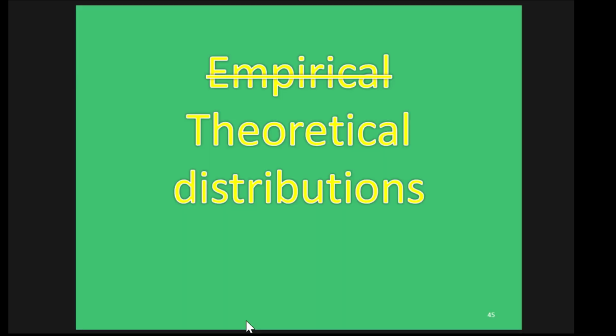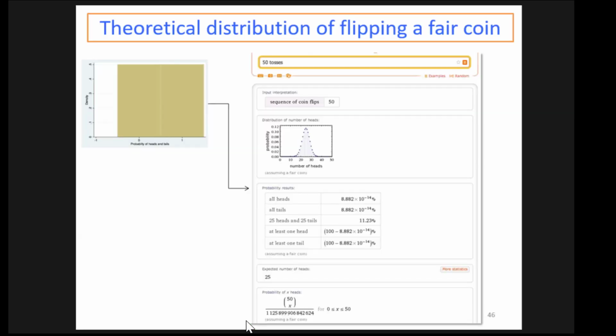Now the theoretical ones. The easiest example there is the ubiquitous coin flip. So here we see if we flip a coin 50 times, how likely is it that, for instance, we get 25 heads and 25 tails?